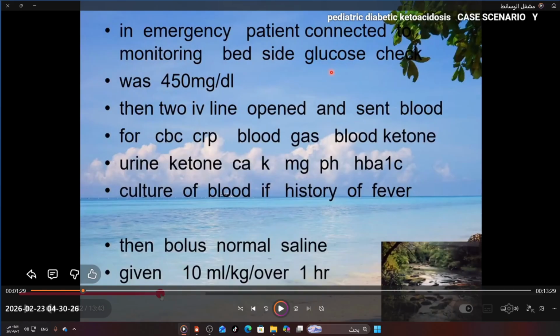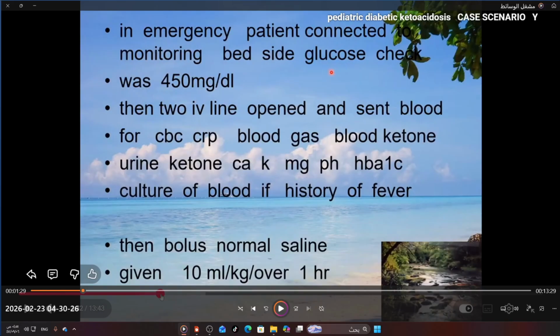Yes, in the first hour, you just focus on fluid resuscitation. I will focus on fluid resuscitation and stabilize the patient. Does the patient need oxygen or not? I will give him fluids. I will draw blood and send it for CBC, CRP, blood gas, blood ketones and urine ketones, and electrolytes. If the patient is febrile, I will send him for a blood culture.